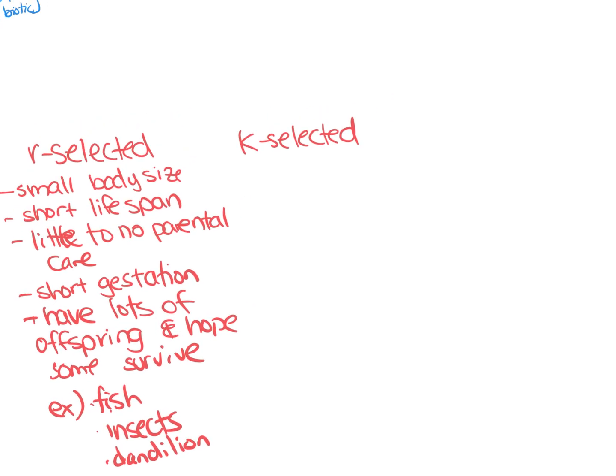K-selected is the opposite. So if R-selected has a small body size, K-selected species tend to be larger. They have a longer lifespan.